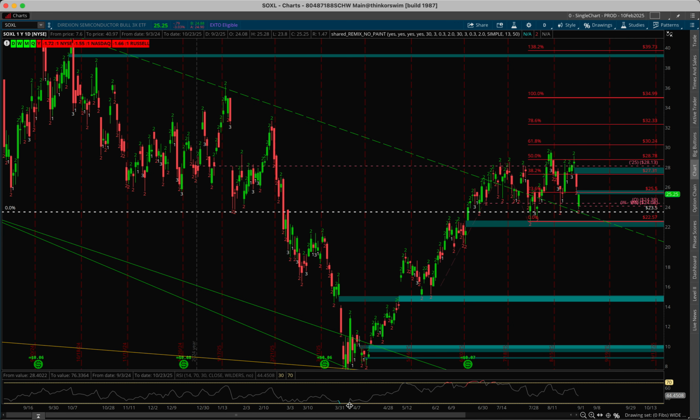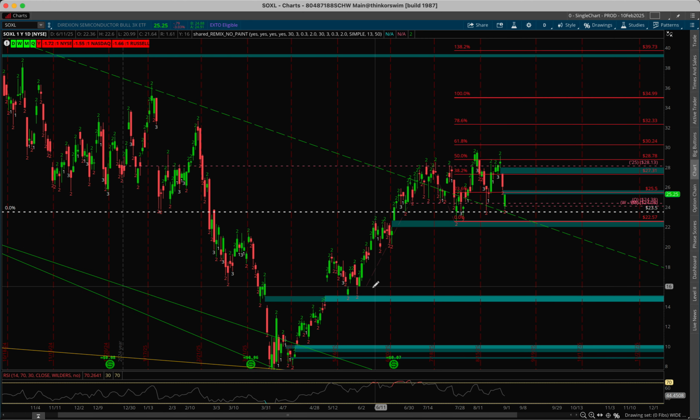If we look at the Fibonacci extensions that we have, if we're looking at this sideways action the last 10 weeks as a bull flag, we've got the pole here, and we've got the flag that we've been in. So if we look at this Fibonacci extension with the low to high, and then the pullback low, we can see that the top of that range is a 50% fib extension.